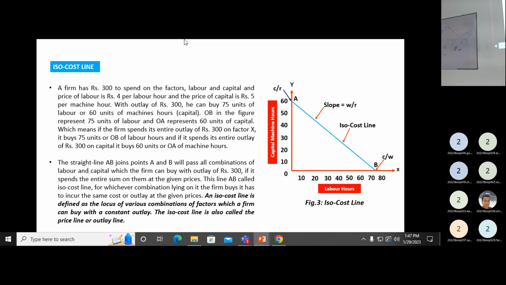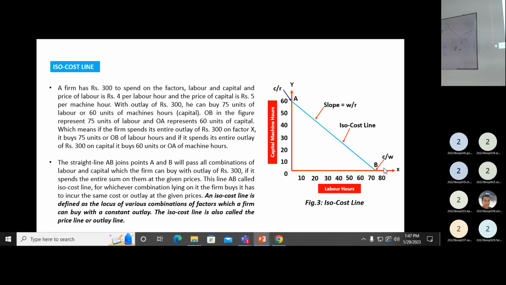Now here you could see there is something called C divided by R. What do you mean by C divided by R here? C means your cost, that is what you have done here. R means the rate of the capital. That is how you got this 60 here. C divided by R means that.